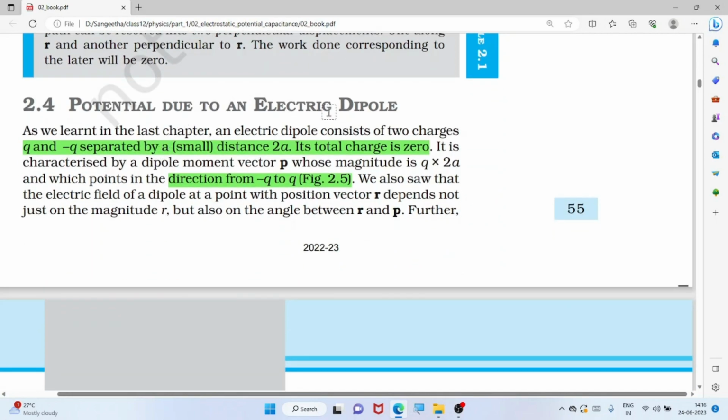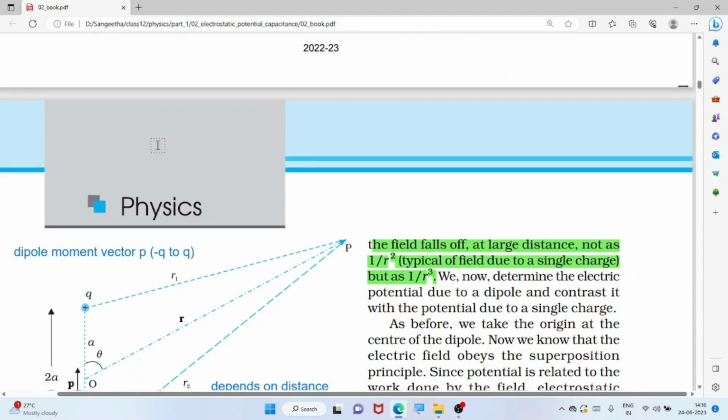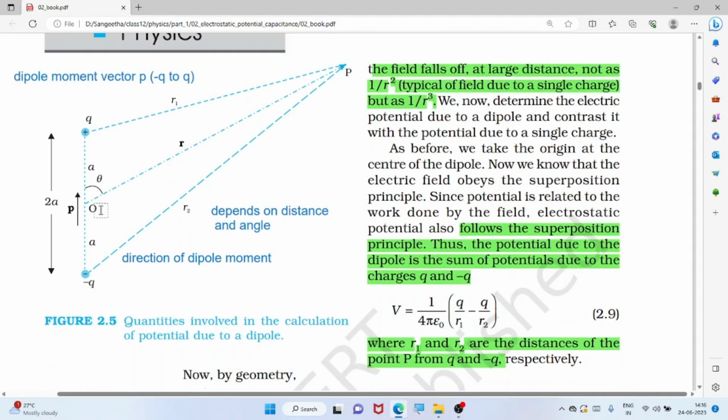Now we find the electric potential due to an electric dipole. A dipole will have two charges, plus q and minus q, separated by a distance 2a. The total charge is 0. Plus q and minus q will cancel. So this is the dipole, and the direction of the dipole moment is from minus q to plus q.